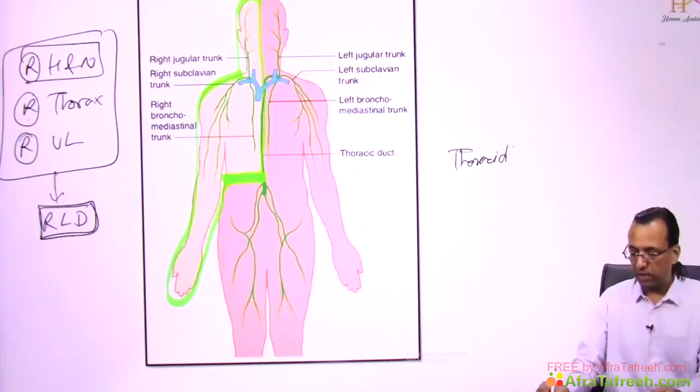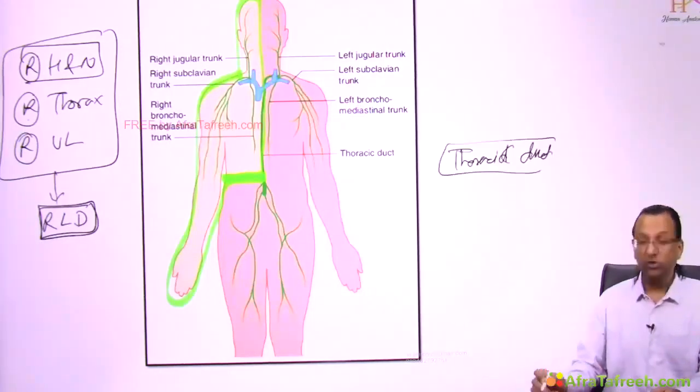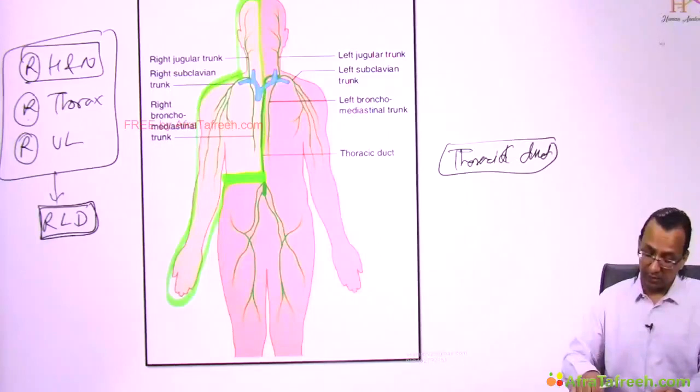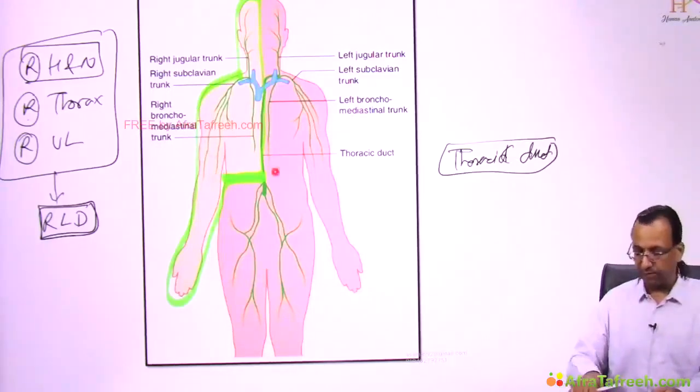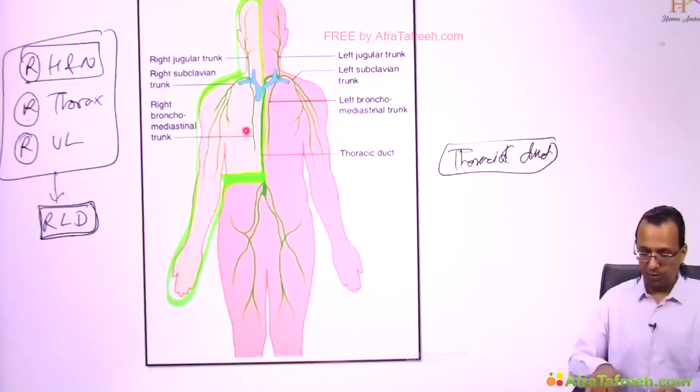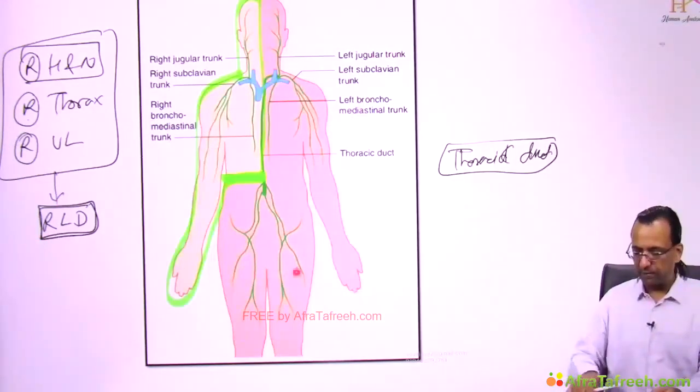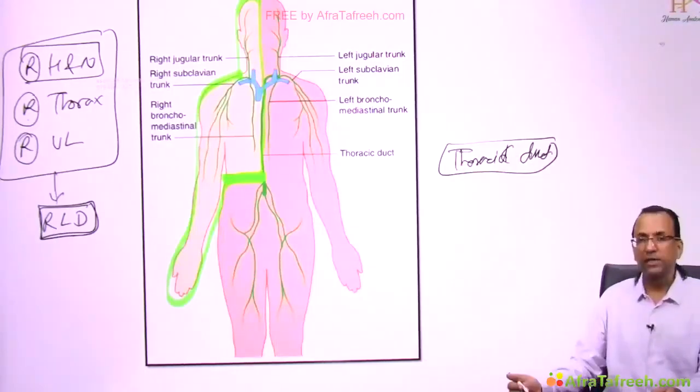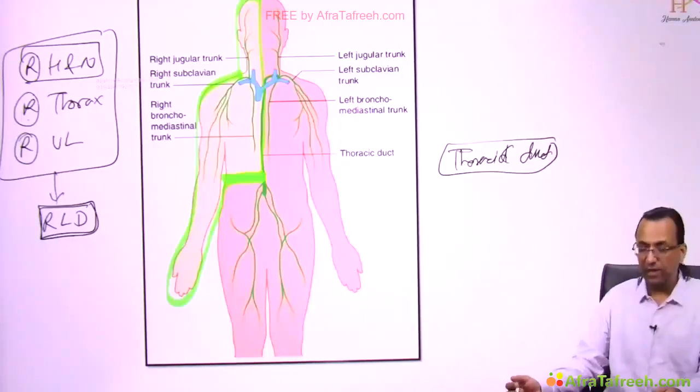This is the description. So you are telling that the right half of the body above the diaphragm, which will include the right upper limb, right thorax and right head and neck region, will drain to the right lymphatic duct. Otherwise, lower limb, pelvis, perineum, abdomen and the rest of the body above the diaphragm all drain into the thoracic duct. This is the description. Let us proceed further with that detail.